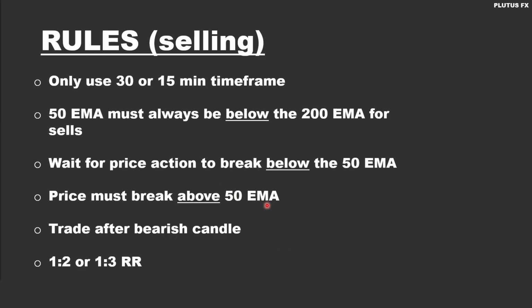Now, it might sound confusing now. We're going to go through it in a second, but we're always aiming for a 1 to 2 at least, or a 1 to 3 risk reward ratio. Generally, 1 to 2 is easy enough to get, and then 1 to 3 is nice to get every now and again. So that's what we're going to be aiming for. Let's get straight into how to actually do this on a live chart.